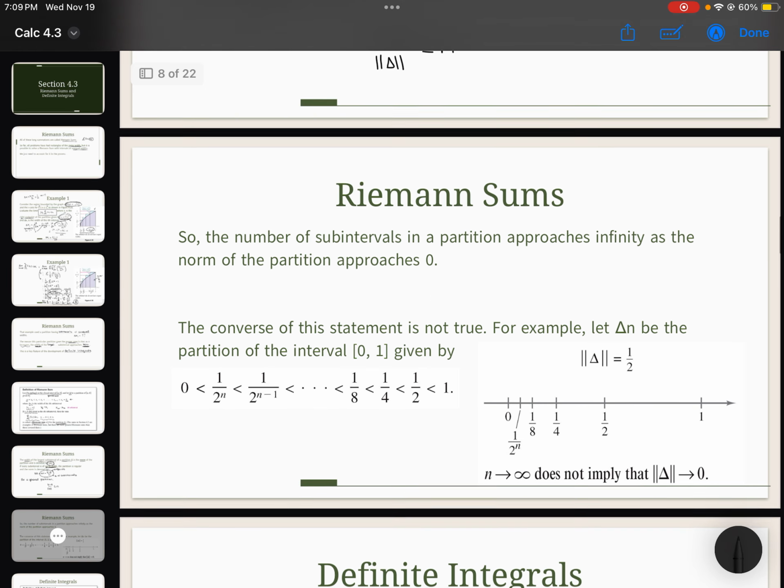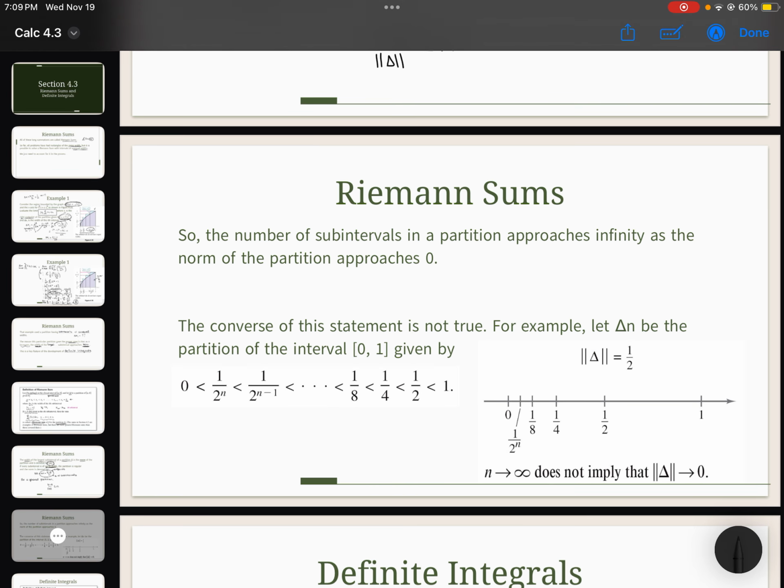So, as the number of subintervals approaches infinity, so n is heading towards infinity, then your norm approaches 0. So, as your norm approaches 0, n approaches infinity. That's what we've been saying these past couple slides. Even if I'm dealing with rectangles of different widths, because the number of rectangles is getting so large, even the width of the largest rectangle is still heading towards 0.